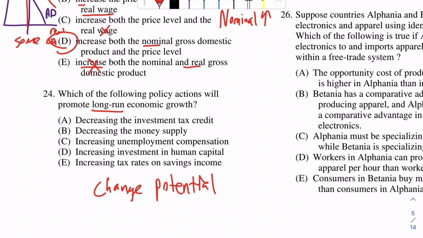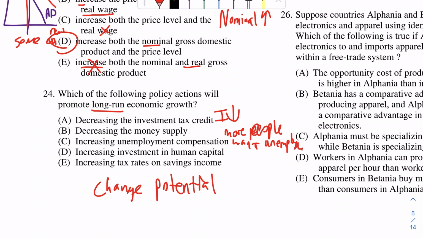So what if we were to decrease the investment tax credit? Well, if we decrease the tax credit, then that means people will invest less. That's not going to work. What if we decrease the money supply? Well, that would be less money, less demand. That's not going to do it. What if we increase unemployment compensation? Well, if we do that, more people want to be unemployed because you can make money if you're not working.